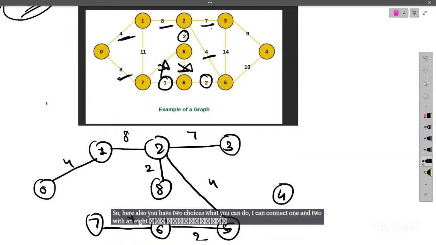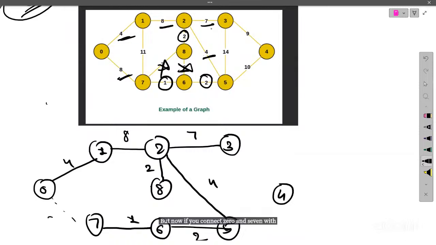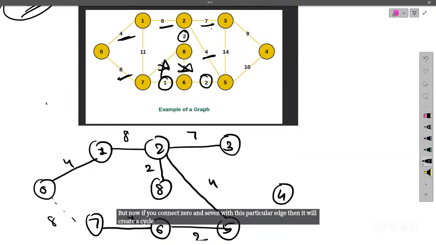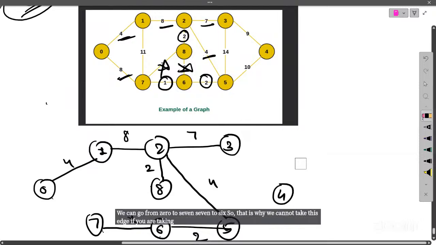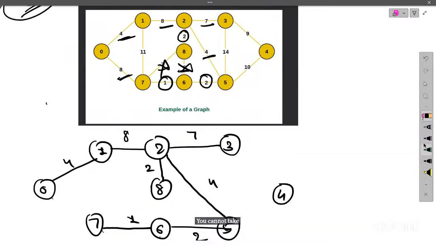But now if you connect 0 and 7 with this particular edge, then it will create a cycle, right? We can go from 0 to 7, 7 to 6, 6 to 5, 5 to 2, 2 to 1, 1 to 0. So that's why we cannot take this edge. If you are taking this particular edge from 1 to 2, you can take one of them. You cannot take both simultaneously.